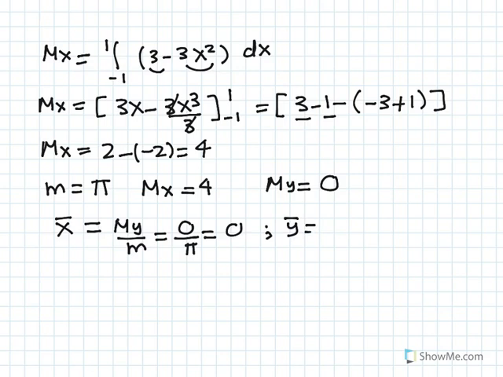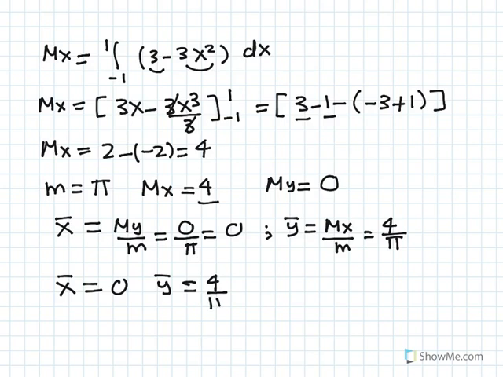Y bar is equal to the moment with respect to the x-axis divided by the mass. The moment with respect to the x-axis is 4. The mass is pi, so we get 4 over pi. So x bar equals 0. Y bar is equal to 4 over pi. These are the coordinates of the center of mass. This is the centroid of the region.